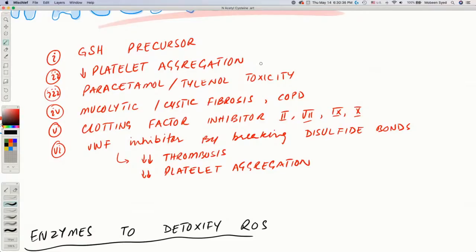So look how many ways it is reducing the clotting. Number one, platelet aggregation reduction. Number two, blood clotting factor reduction. Number three, disulfide bond in the von Willebrand factor.